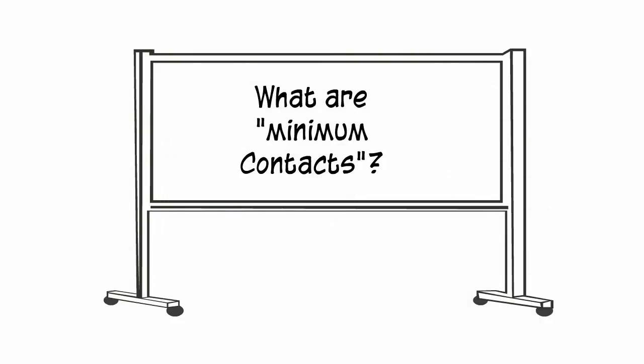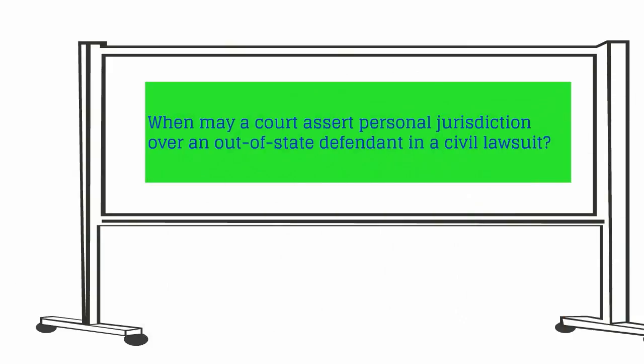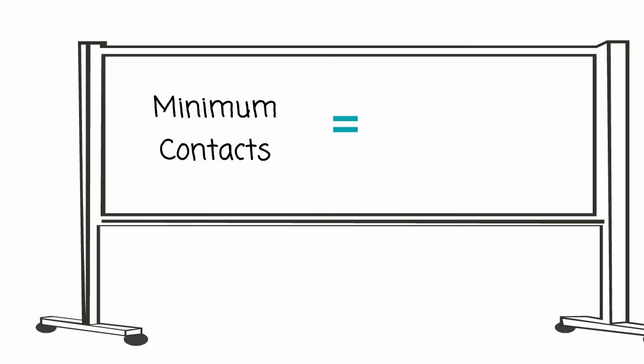In this video, we will discuss minimum contacts and personal jurisdiction in the United States. Minimum contacts helps a court to answer a question. When may a court assert personal jurisdiction over an out-of-state defendant in a civil lawsuit? If there are minimum contacts, then personal jurisdiction over the out-of-state defendant is constitutional.